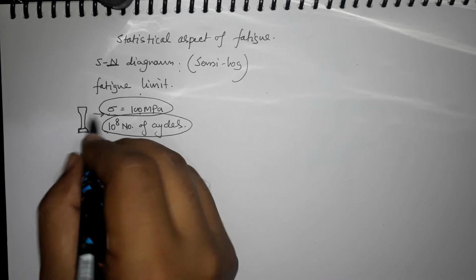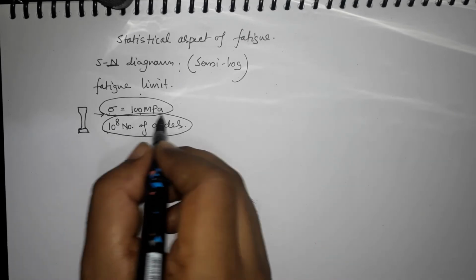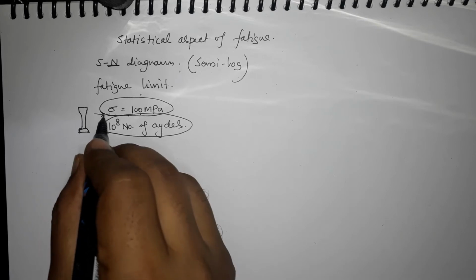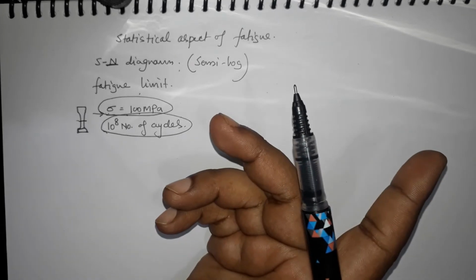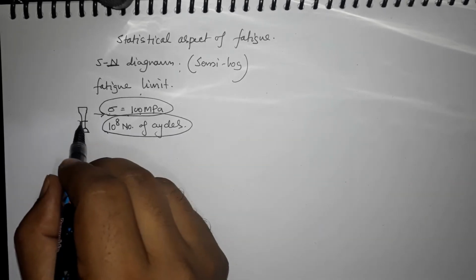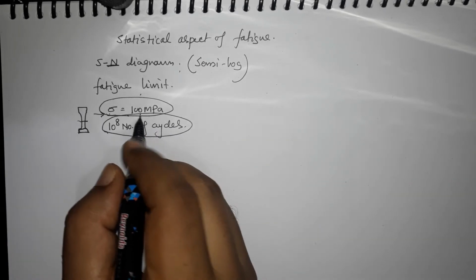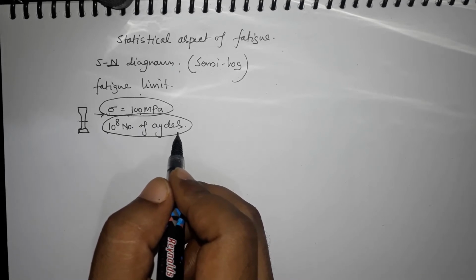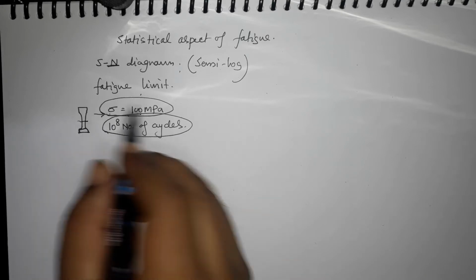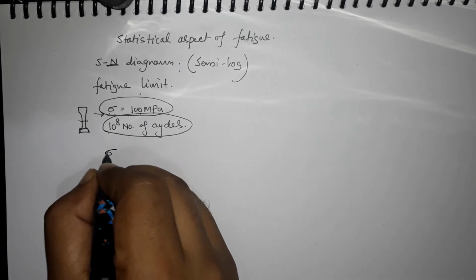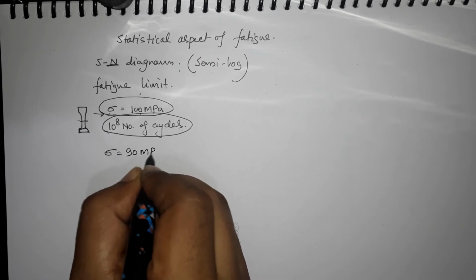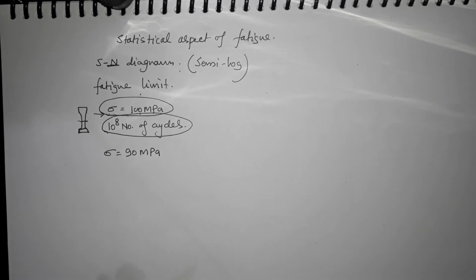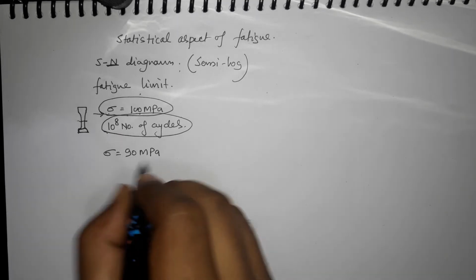So you will do another test. Obviously 100 megapascal is not the endurance limit. So you will do another test on another specimen, because this specimen has failed, at a lower stress. And if that doesn't fail, do you know that that is your fatigue limit? So let's say you're doing it at 90 megapascal and 10 to the power 8 number of cycles, it didn't fail. Would you consider that to be a fatigue limit?